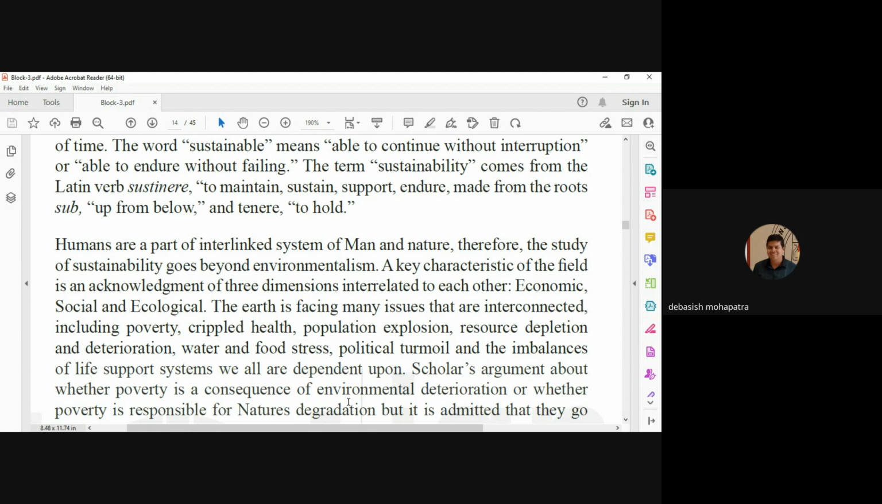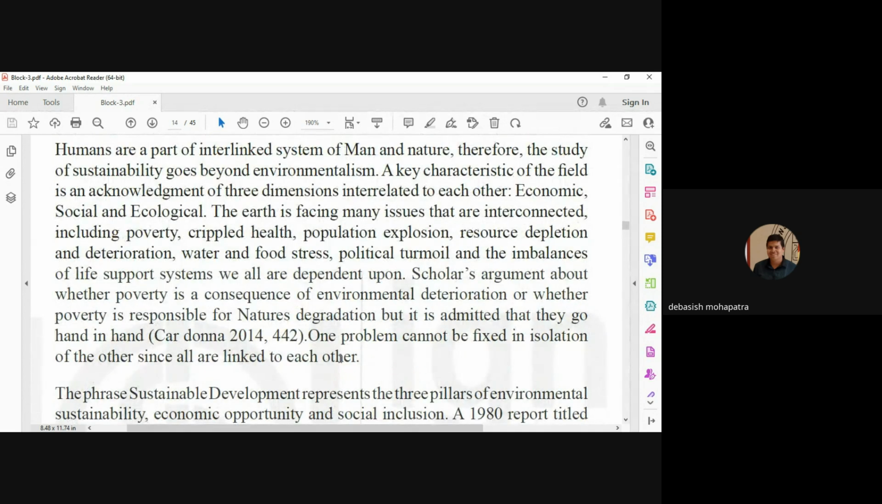The earth is facing many interconnected issues, including poverty, crippled health, population explosion, resource depletion and deterioration, water and food stress, political turmoil, and the imbalance of the life support system we all depend upon. Scholars argue about whether poverty is a consequence of environmental deterioration or whether poverty is responsible for natural degradation, but it is admitted that they go hand in hand.